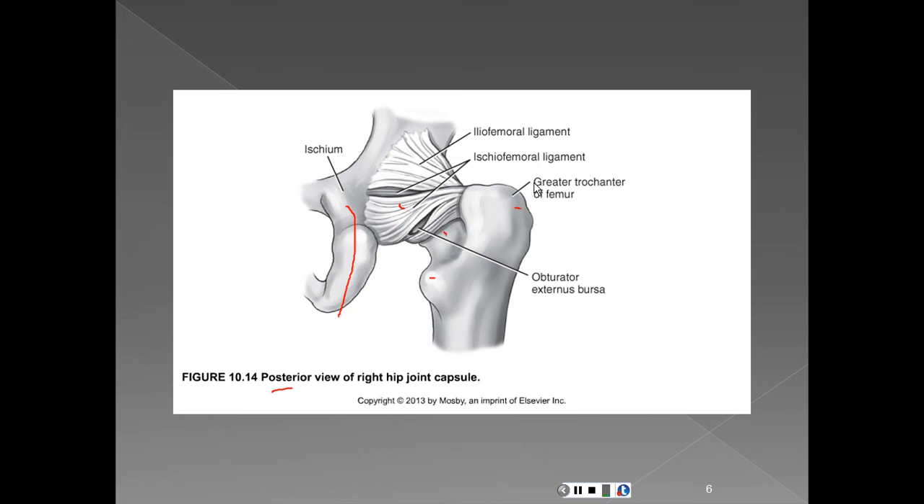Okay? So you have the ischiofemoral ligament, and you have the iliofemoral ligament. And they named the ischiofemoral ligament because it attaches to the ischium of the pelvis and the femur. And then you have the ilio because it's attaching the ilium to the femur.